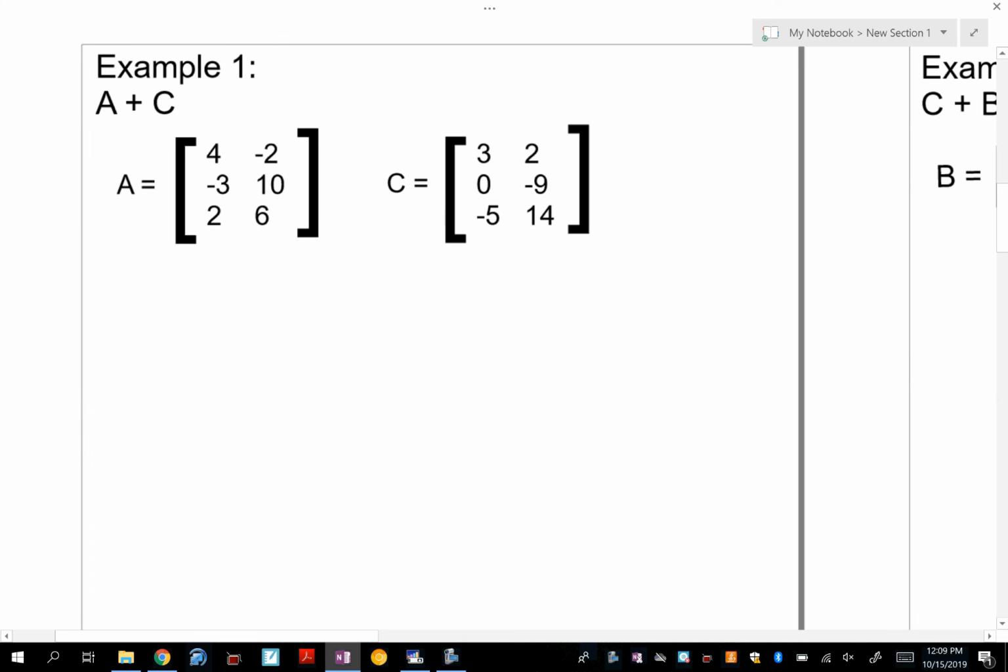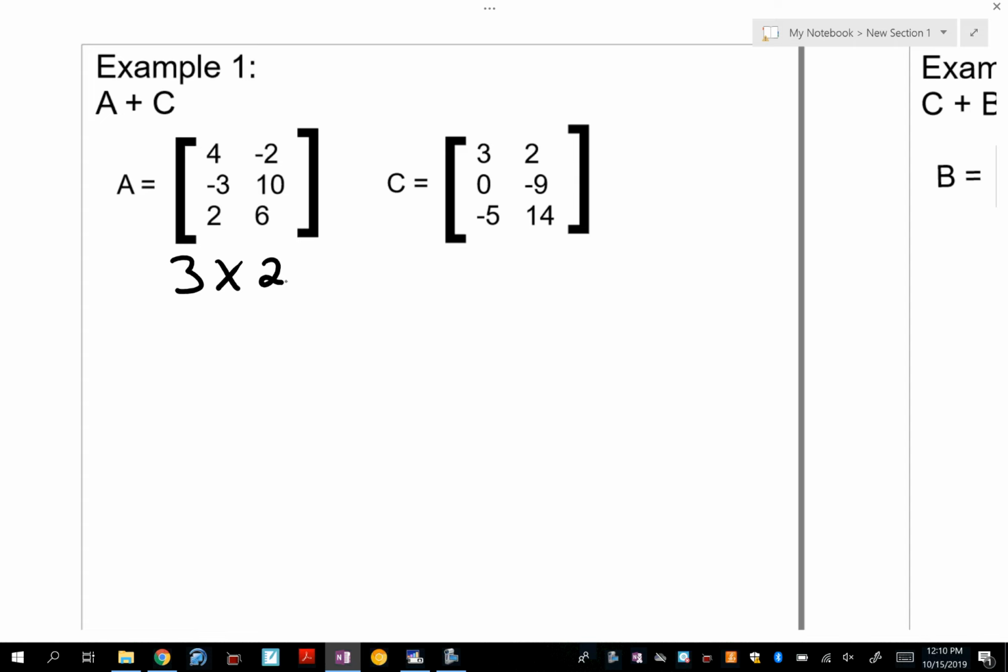Now, let's look at this first example. It says take matrix A and matrix C and add them together. Before we actually do that, what are the dimensions for matrix A? Rows by columns. It's 1, 2, 3 rows by 2 columns. 3 rows by 2 columns. This looks like it's times, but it's not. It just means by.